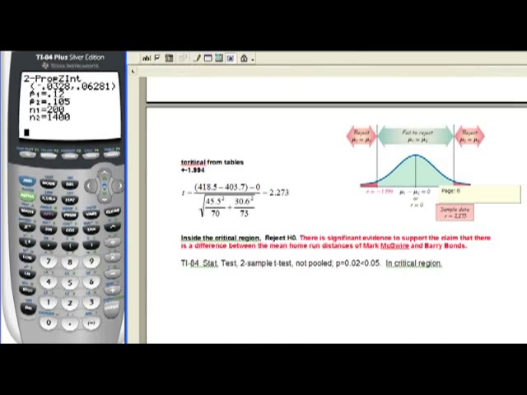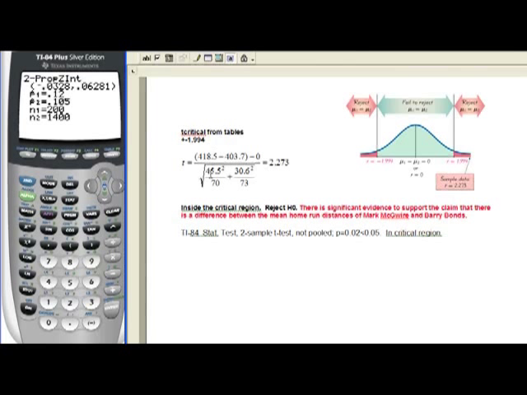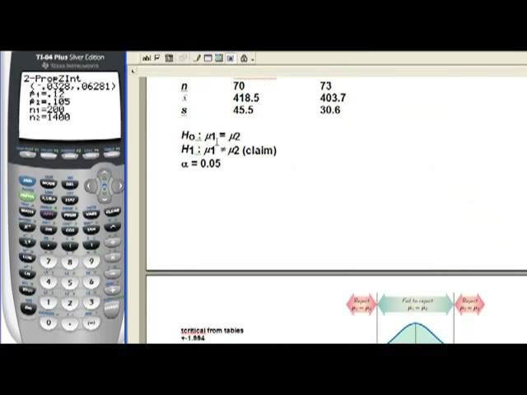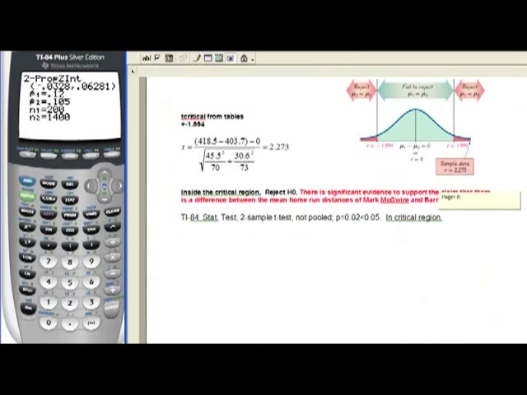Now, if you were to use the formula, it's a two-tailed test. You would have put in all these numbers and gotten 2.273 that you need to compare against your critical numbers, negative 1.994 and positive 1.994. This 2.27 will be around here. That means you will be inside the critical region. You'll end up rejecting H null. Let's word this. What was H null to start with? That they are the same. So if I'm rejecting H null, there is significant evidence to support the claim that there's a difference between the mean home run distances by these two gentlemen.